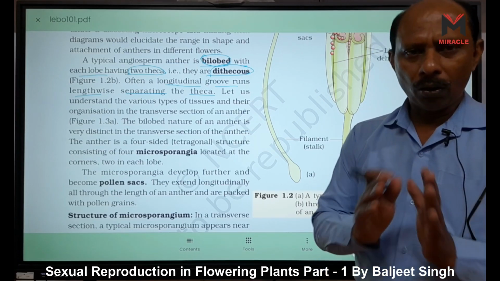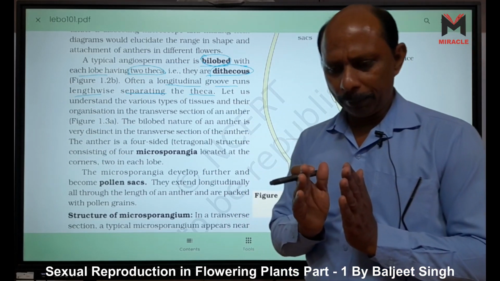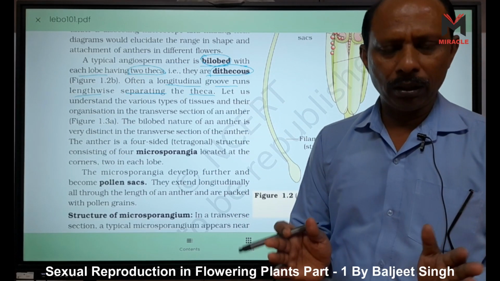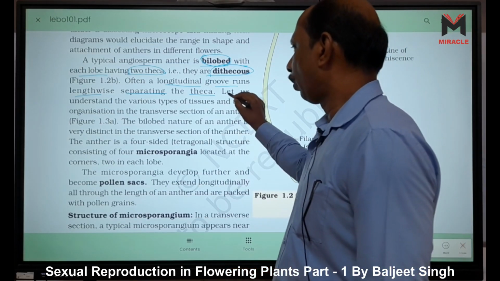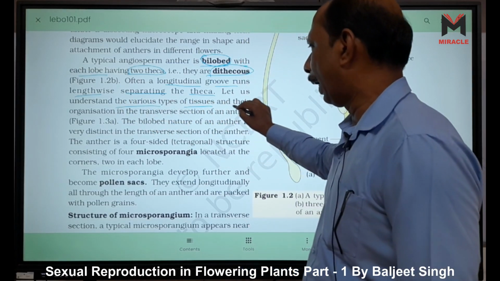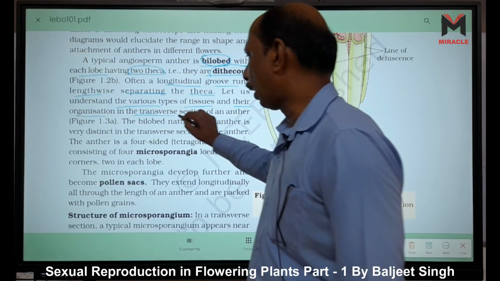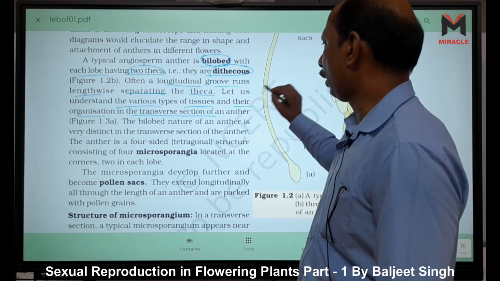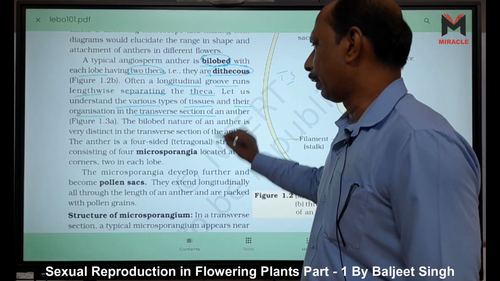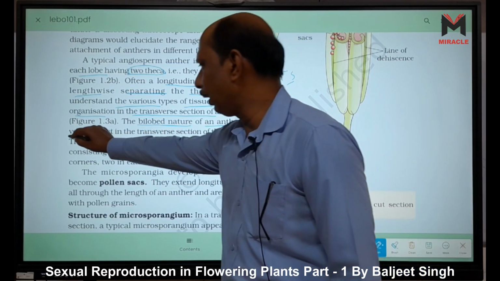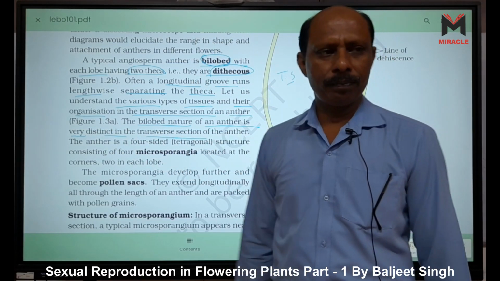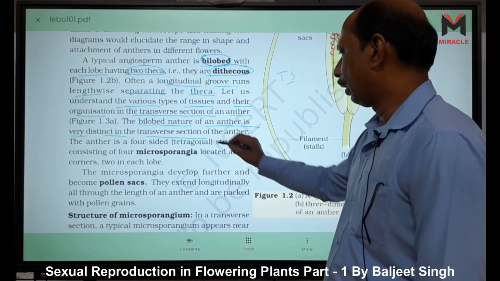Right? It is not only longitudinal. That means dehiscence of pollen grains is only through longitudinal. Sometimes what happens? A transverse incision is also present. Let us understand various types of tissues and their organization in the transverse section of anther. The bilobed nature of an anther is very distinct in transverse section. Right? Very clear.